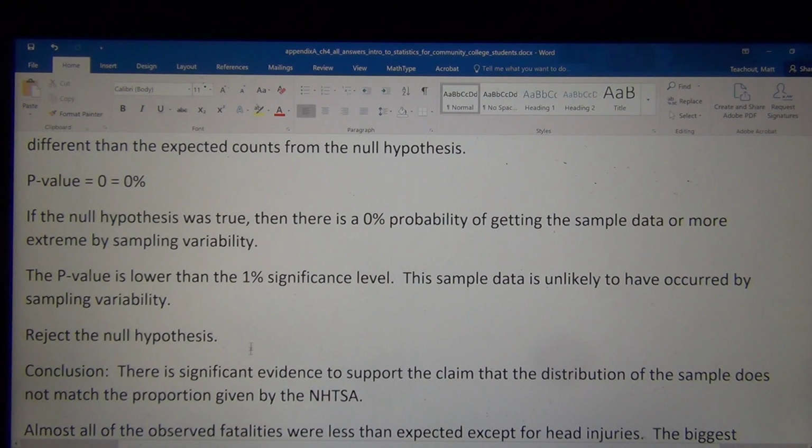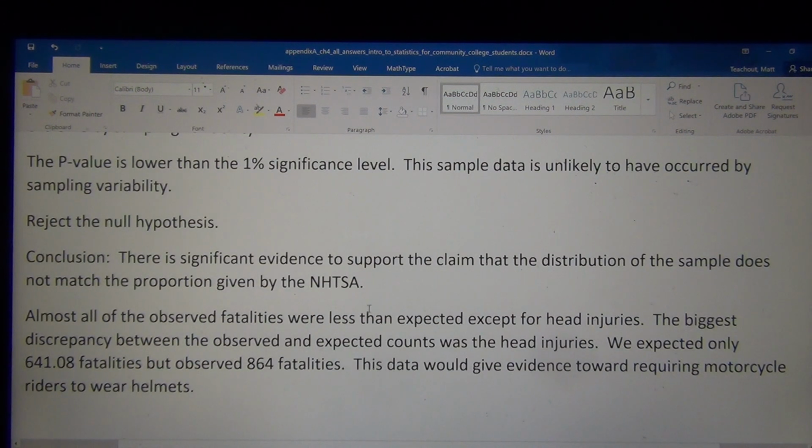We rejected the null hypothesis, right? Low p-value, which means the claim that the data does not match the proportions given by the NHTSA, we're going to support that claim. So there is significant evidence to support the claim that the distribution of the sample data does not match the proportions given by the NHTSA.